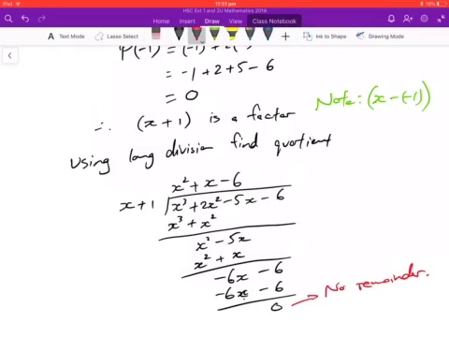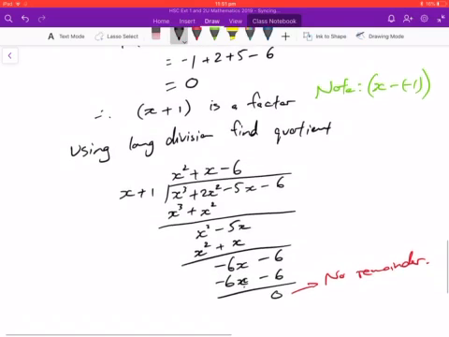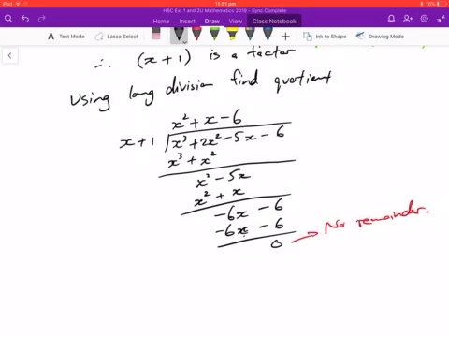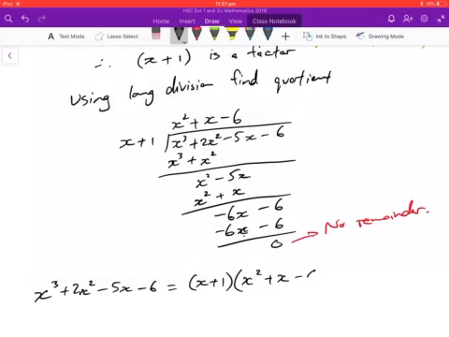So just from a bit of an educated guess and check, looking at the constant term of my polynomial, especially if it's a lowish number, I can only have a few factors, so I can start to make a guess using the factor theorem about what it's going to be. So I can now write x cubed plus 2x squared minus 5x minus 6 is equal to x plus 1 times x squared plus x minus 6.